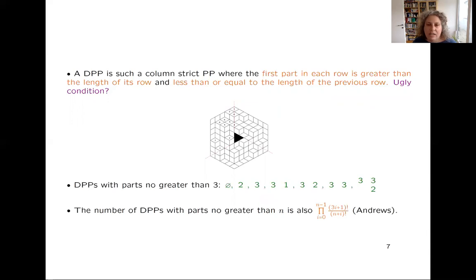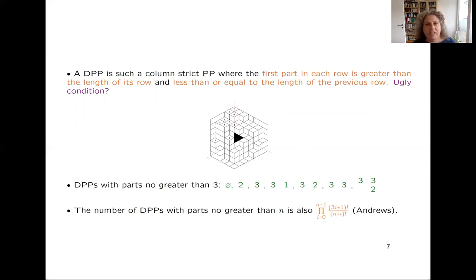Well, actually, this condition implies that the objects are in bijection with certain lozenge tilings, namely with lozenge tilings that have a triangular hole of size 2 in the center and that are cyclically symmetric. So here I've listed all descending plane partitions with parts no greater than 3. And if you count them, you see that there are 7 of them.